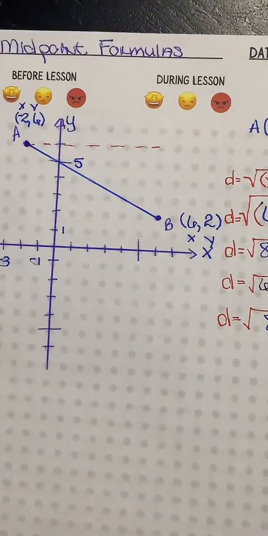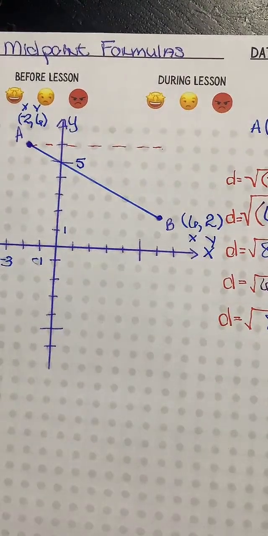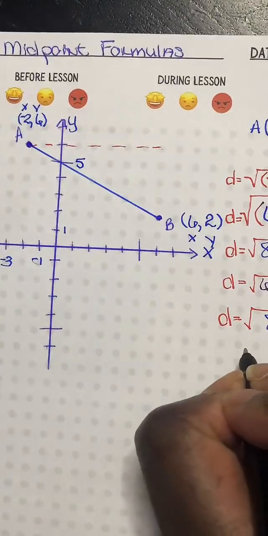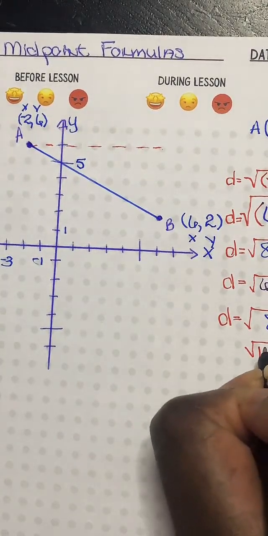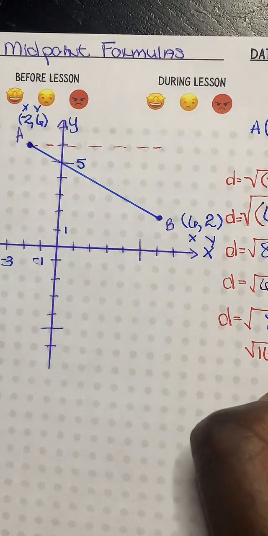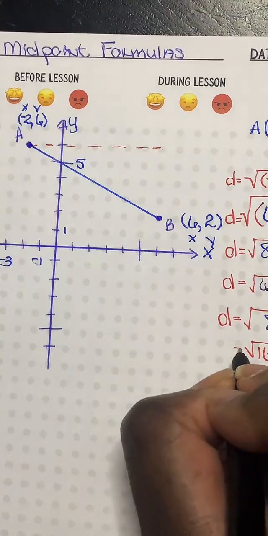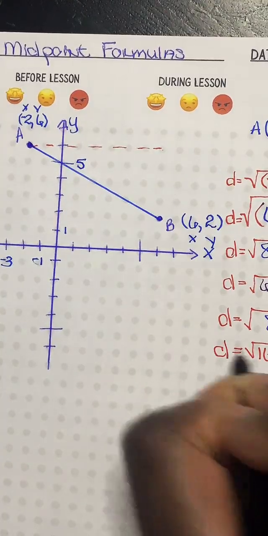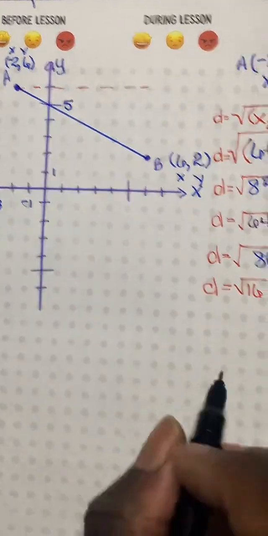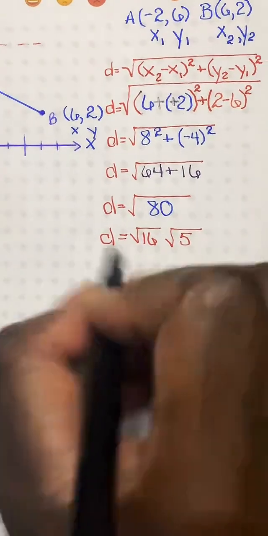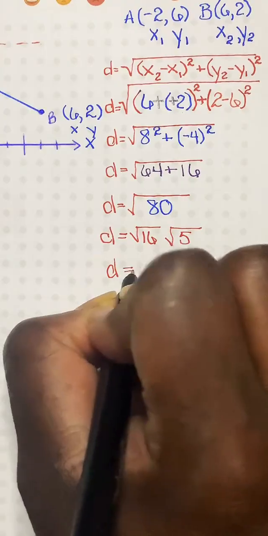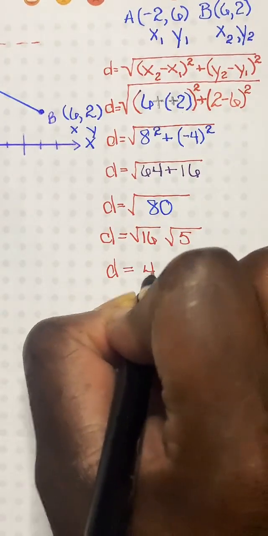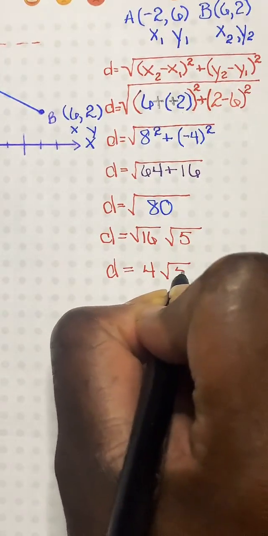So when we break it on down, I'll put it in red, we have the square root of 16 times 5. Almost forgot what it was for a second there. Here we are. So if I clean this up, my distance from point A to point B is going to be 4 square root of 5.